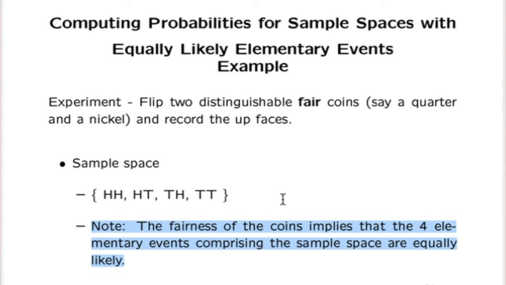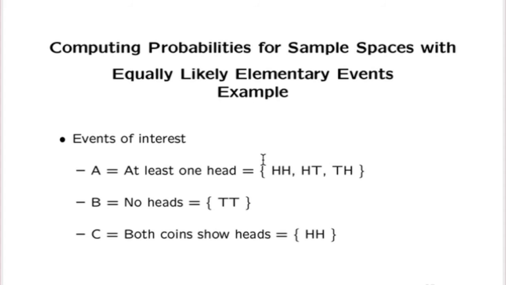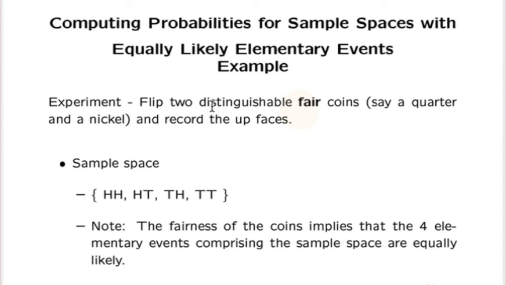Now, that actually requires proof, but we don't have enough machinery yet to prove that, but I'm just going to say that right now. Okay, we'll use the assumption that the coins are fair, which implies that these 4 outcomes are going to be equally likely. And so we can calculate probabilities of events of interest using the approach that we just looked at. So for example, if the event A is the event that we get at least 1 head, B is the event that we get no heads, and C is the event that both coins show heads, we can compute the probabilities of these 3 events under the assumption that the coins are fair.